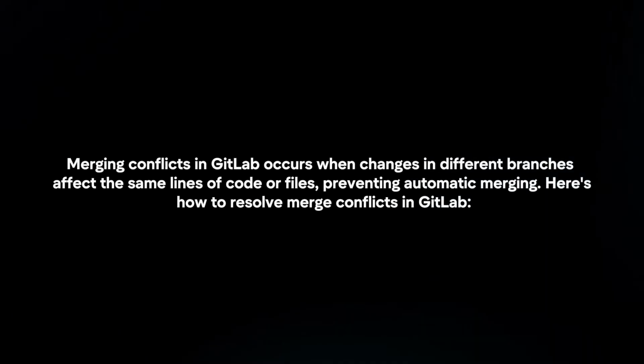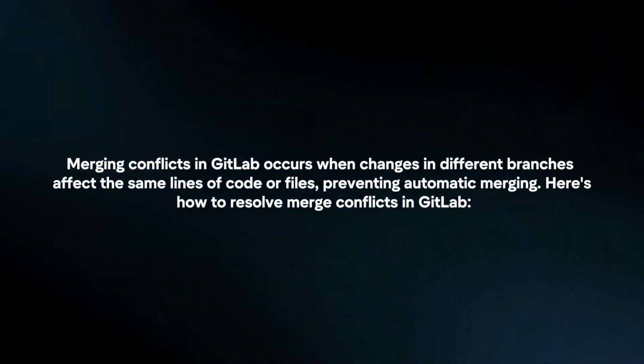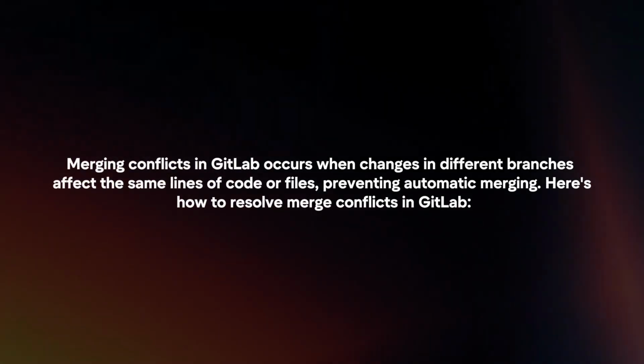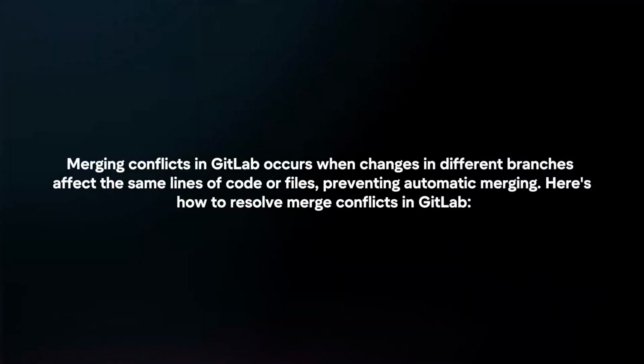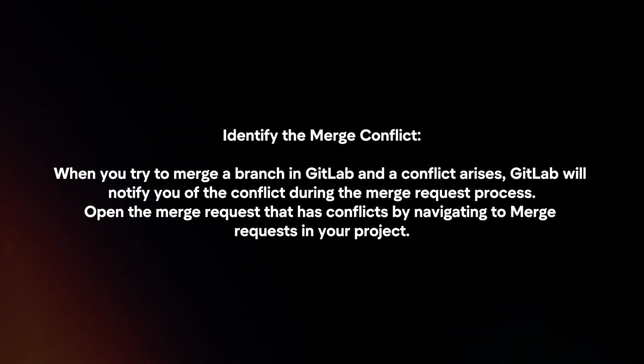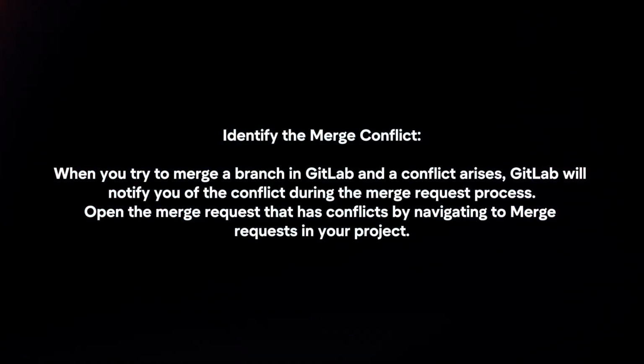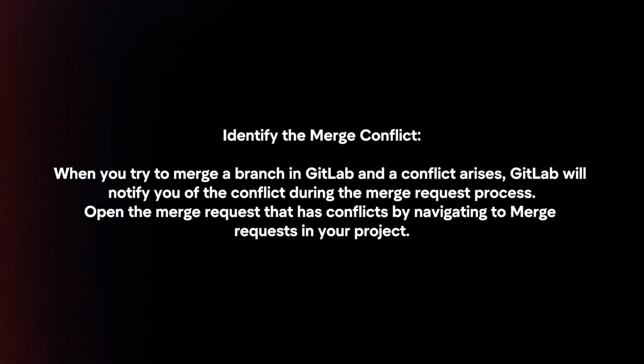Merge conflicts in GitLab occur when changes in different branches affect the same lines of code or files, preventing automatic merging. Here's how to resolve merge conflicts in GitLab. Identify the merge conflict. When you try to merge a branch in GitLab and a conflict arises, GitLab will notify you of the conflict during the merge request process.